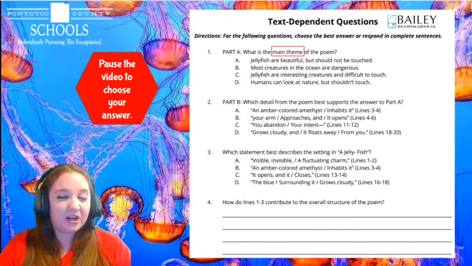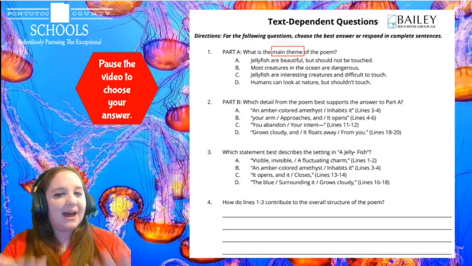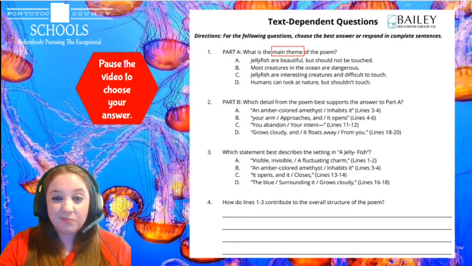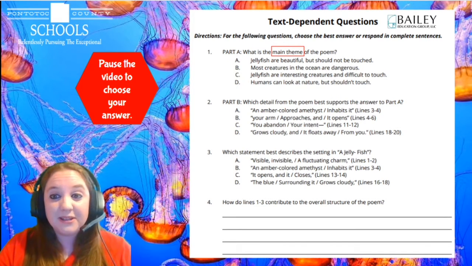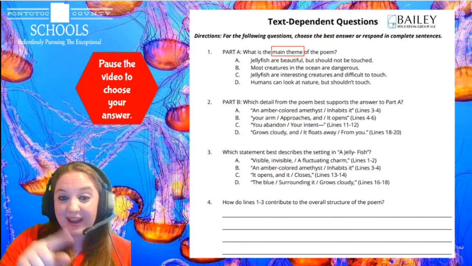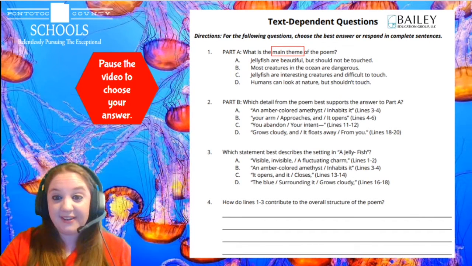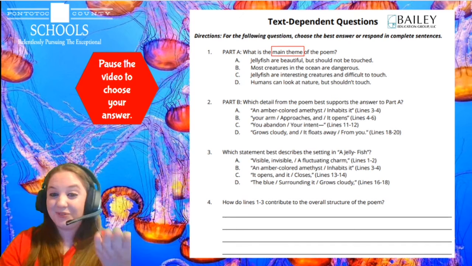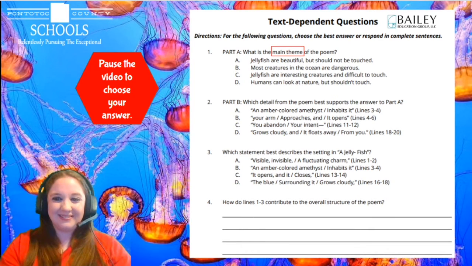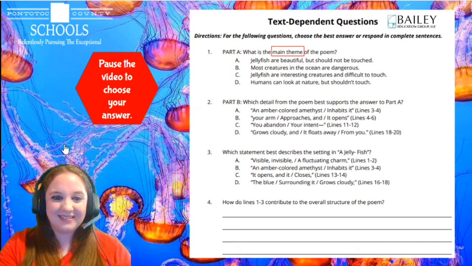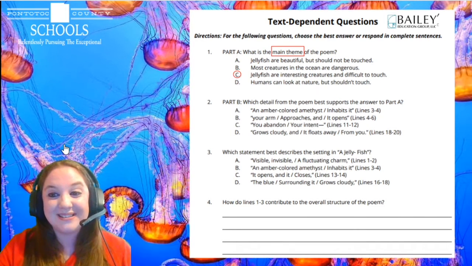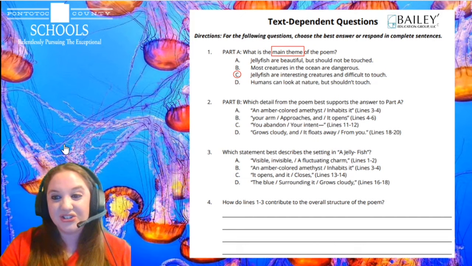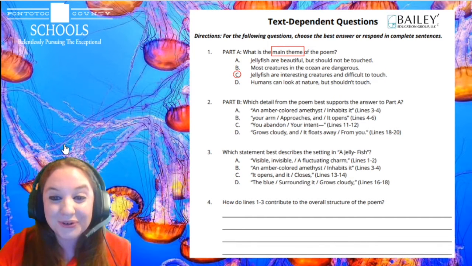Remember that when we read our choices, some might sound right. They're not necessarily wrong, but do we have evidence to support the answer? Take a moment to pause the video and circle your answer. Be sure to cite your evidence. If you don't have evidence, you can't prove it's true. Okay, if you chose C, jellyfish are interesting creatures and difficult to touch, you're correct.